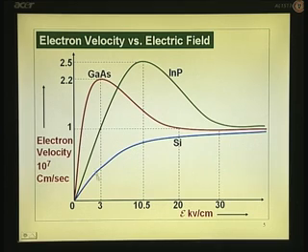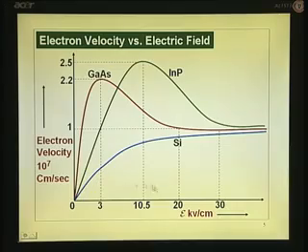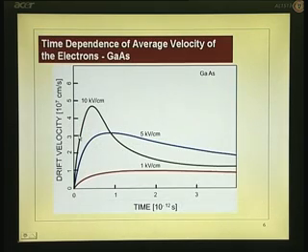If you subject electrons suddenly to a high electric field, for example 10 kV per centimeter, you can see that is about the saturation velocity, that is more than 1 into 10 to the power 7 centimeter per second. So, if you take a look at the velocity field characteristics for gallium arsenide, if you subject the electron suddenly to 1 kV per centimeter, they will saturate out with time. So, that is what you see here.